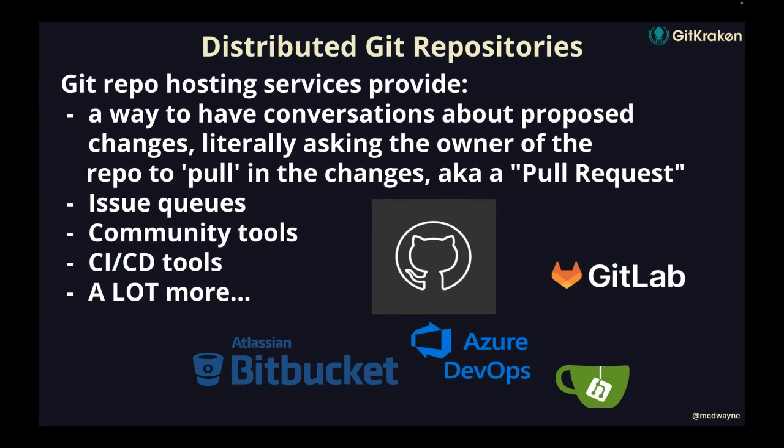I mentioned earlier that these services provide other functions. The biggest thing that they provide, and why GitHub got so popular, I believe, is that it provided this thing called a pull request, which is just a way to have a conversation with the owner. Hey, person who's in charge of this repository, pull in my changes. I'd like to improve this repo, and here's the way I'd like to improve it. GitHub's issue queue system is legendarily cool.